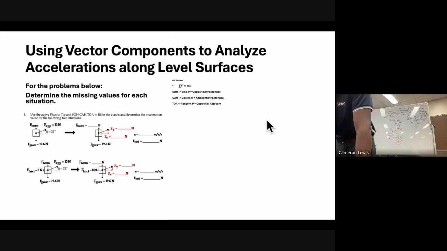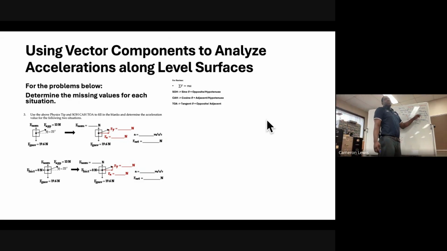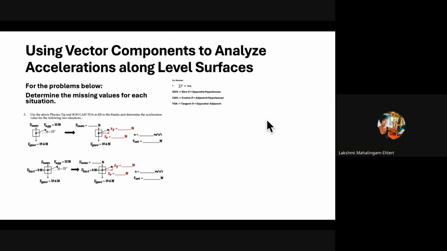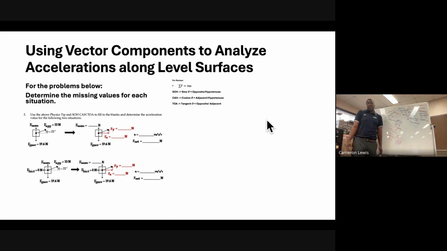I'm pretty sure that covered everything. We found Fy, which is 5, Fx, which is about 12, and then the acceleration, which is about 6. So then the sum of the forces is about how much? It was, what was the sum of the forces in the x? 12. 12. So that's all the ones for the blank, right?